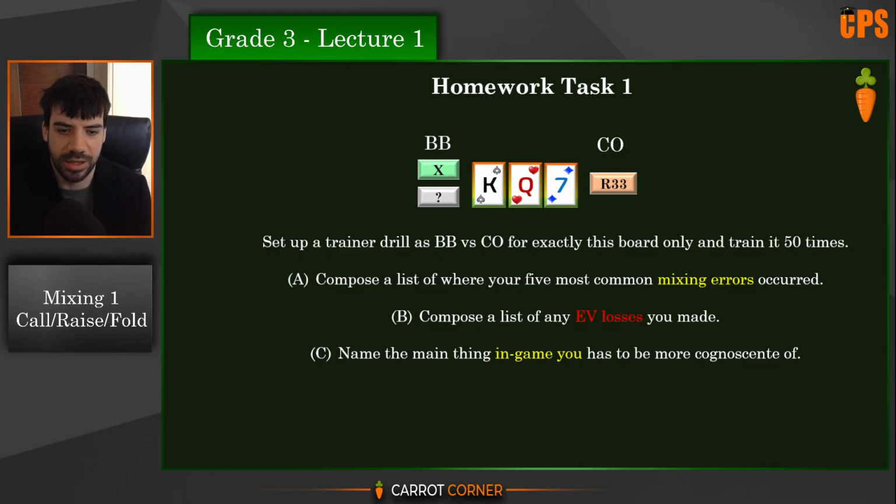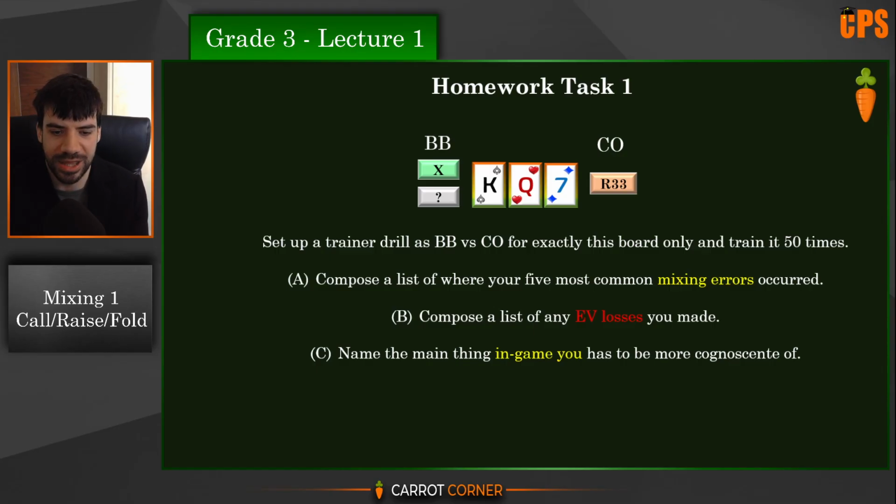That's the problem. Secondly, I'd like you to compose a list of any EV losses you made. This is actually where you raise a hand or fold a hand or call a hand that you shouldn't do that with. For example, if you called this flop c-bet with the Jack 6 of clubs, it would be an EV loss because that's a minus EV call. And folding is therefore better at 0 EV.